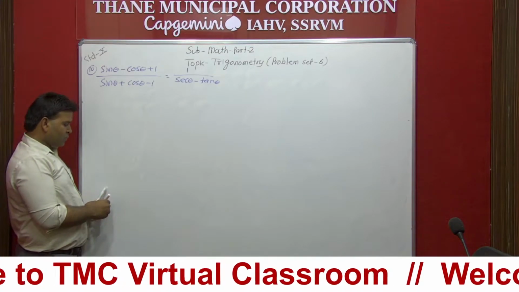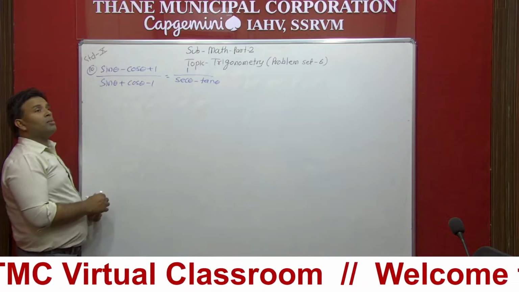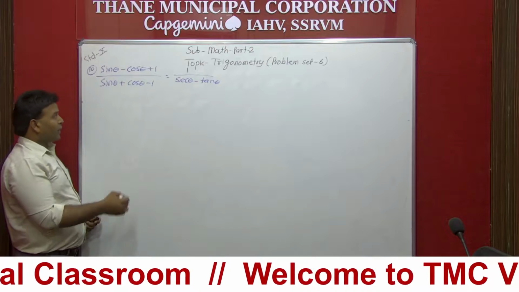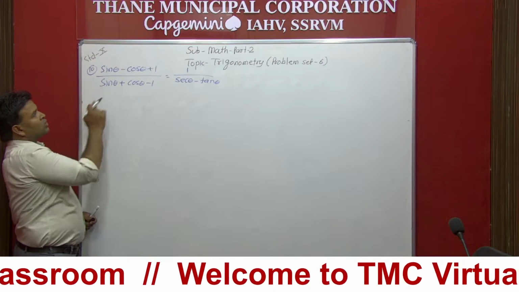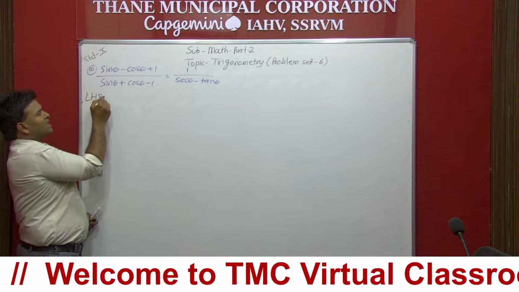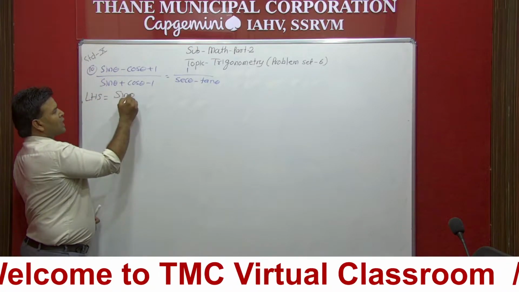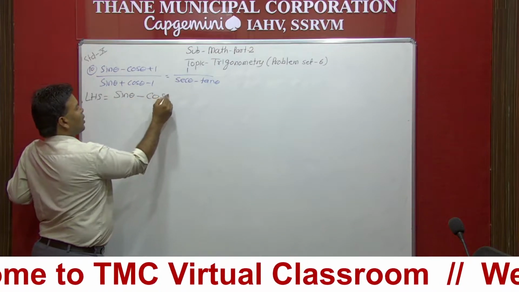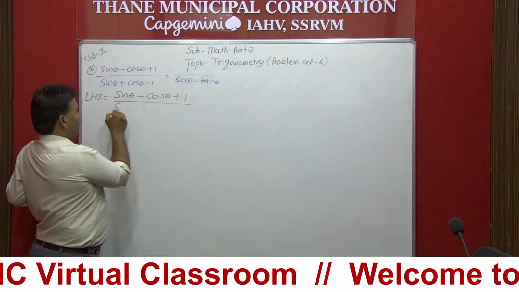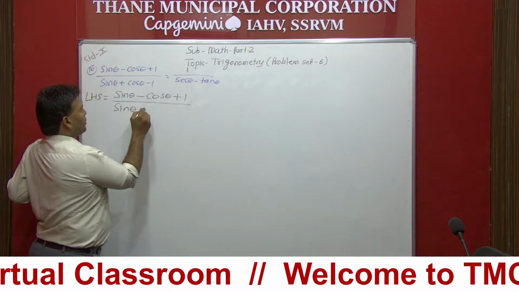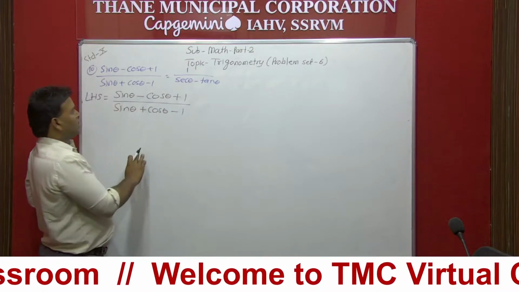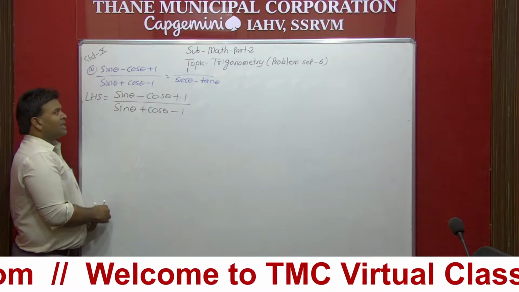So let's start with this question. This is one of the most important questions. This is 100% going to be asked for 4 marks. Now see the left hand side. Left hand side is this. So let me write down the left hand side first. LHS is equal to sin theta minus cos theta plus 1 upon sin theta plus cos theta minus 1.